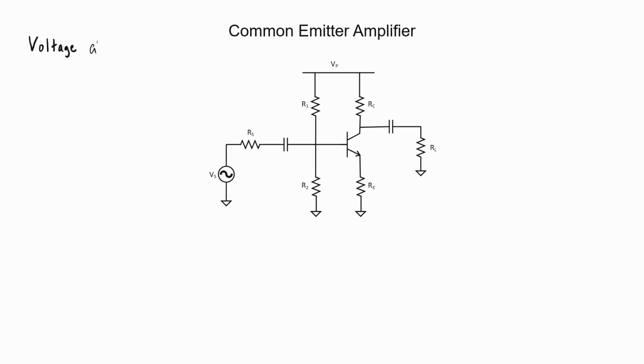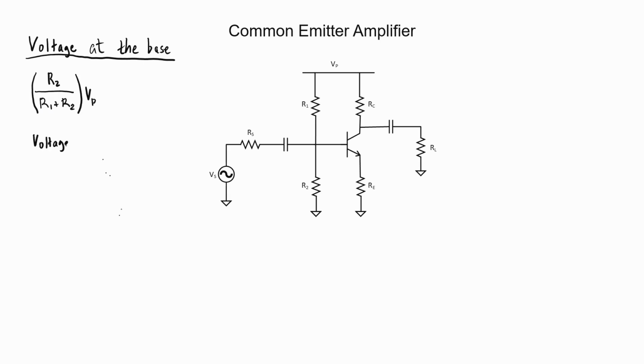Let's start off by calculating the DC voltage at the base. I'm going to assume that we have a certain voltage here at the power supply given by V sub P, and resistors R1 and R2 form a voltage divider. I'm going to neglect the current into the base itself. The voltage at the base is then just a simple divider set up by resistors R1 and R2.